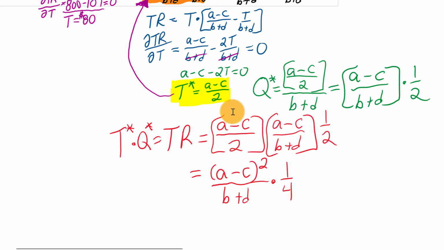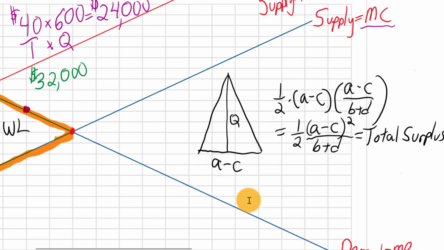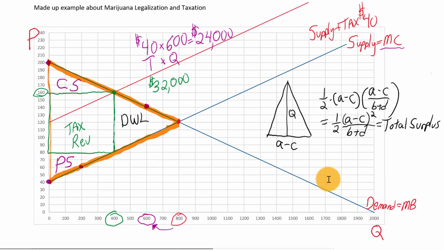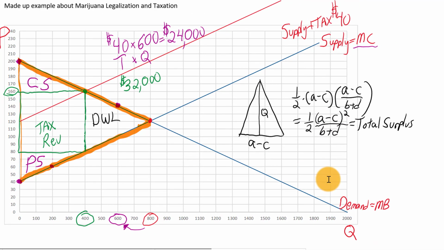We have a 1/2 here times a 1/2. Well, that gives us a 1/4. And then we have (A minus C) squared over (B plus D). So if we compare this quantity, the tax revenue, to the total surplus without the tax, we see that the tax revenue is going to be half of the total surplus, right? This is 1/4 (A minus C) squared over (B plus D), and this is 1/2 (A minus C) squared over (B plus D). So the government is going to be able to get half of what used to be the total surplus.